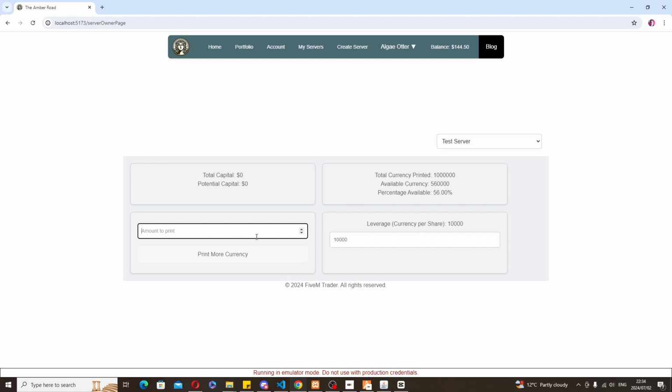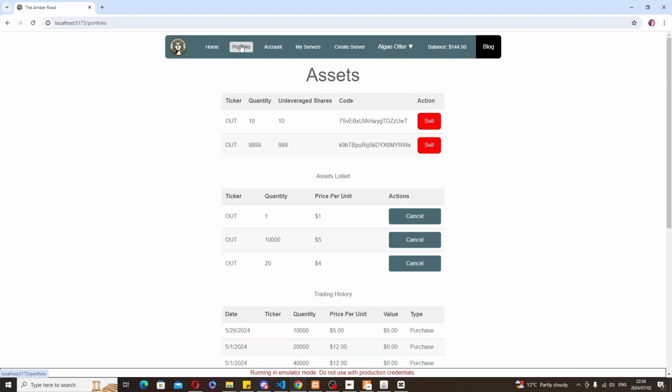So for instance, if you're getting loan shares, or you want to create more shares because there's a much higher influx of players coming in, then here you can adjust the leverage. The leverage is how much it is worth. That's what that is for, so you can just edit that on the fly. Then we go back to portfolio.